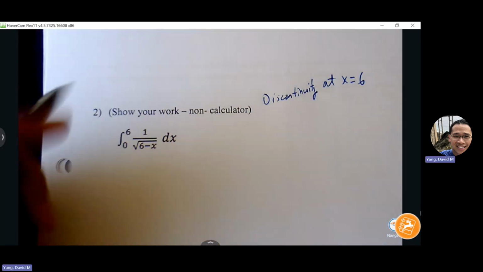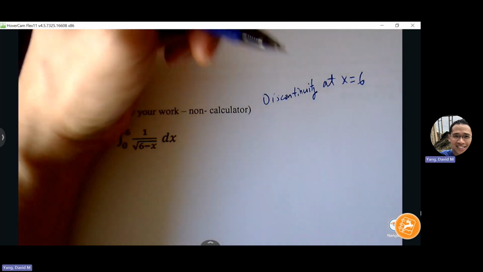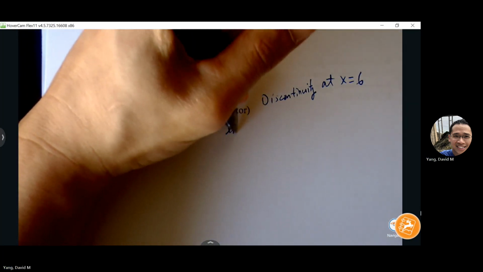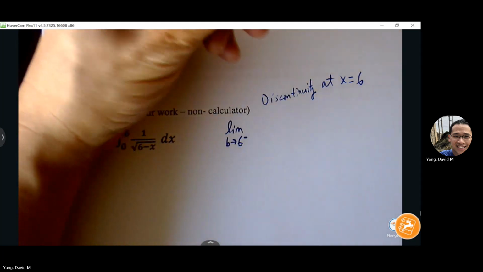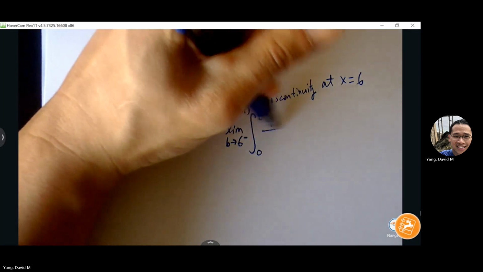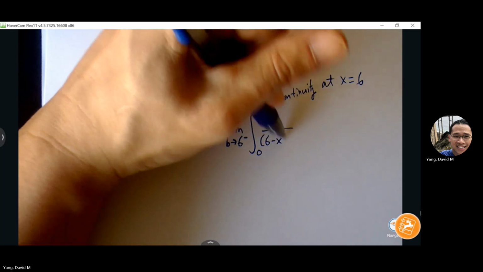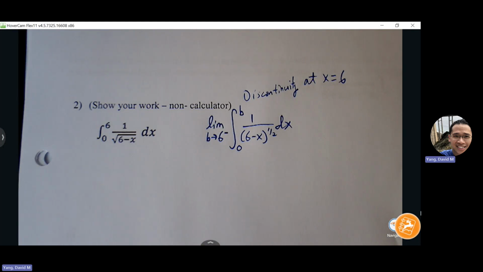So your graph is going to be between 0 and 6. So sorry, to the left of 6. So we're going to be approaching 6 from the left side, right? Because the graph is going to be to the left of 6. Okay, so once you have this set up, then you're going to basically approach this problem like you normally would any integral problem.